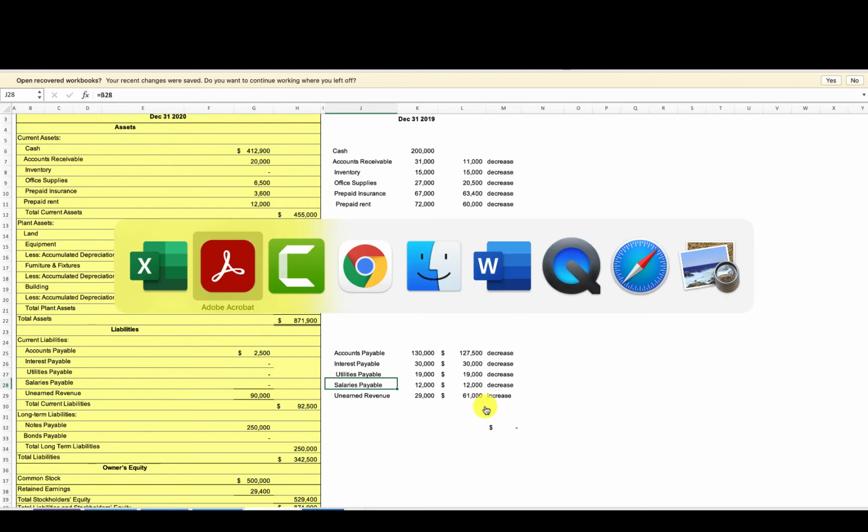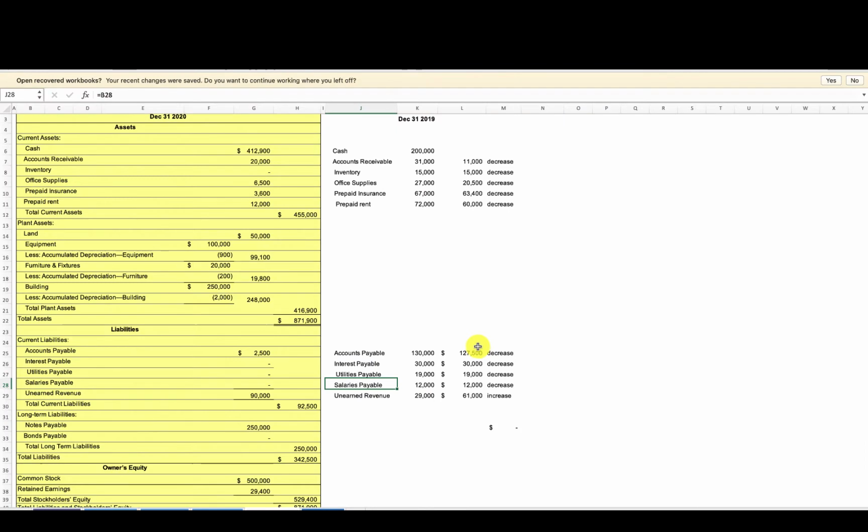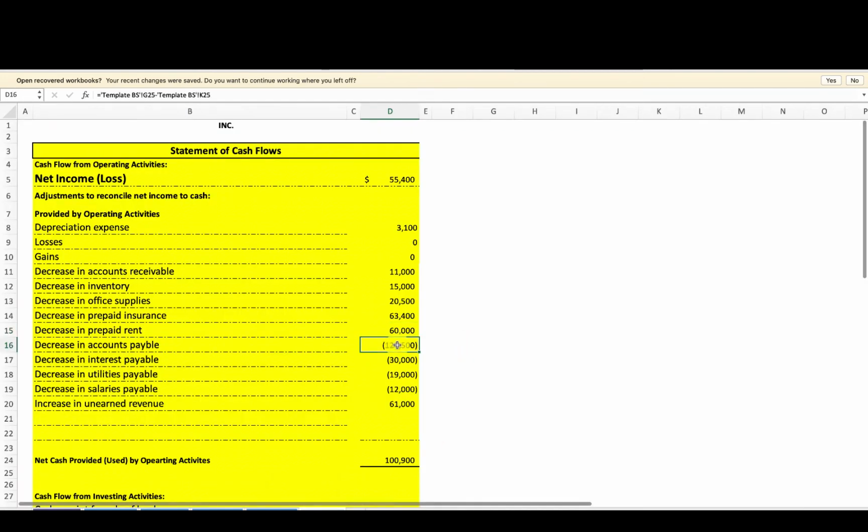So what do we do with that? Well, if you look at the handout, the rule is there. Increases are positive. Decreases are negative. So we add increases, we subtract decreases. So I'm going to enter all these decreases as negative, and then the increases as positive. So you're really entering on a cash flow statement the change between the current year and the prior year. So you'll see decrease in accounts payable, decrease in interest payable is negative, decrease in utilities payable is negative, decrease in salaries payable is negative, and then increase in unearned revenue, that's positive.